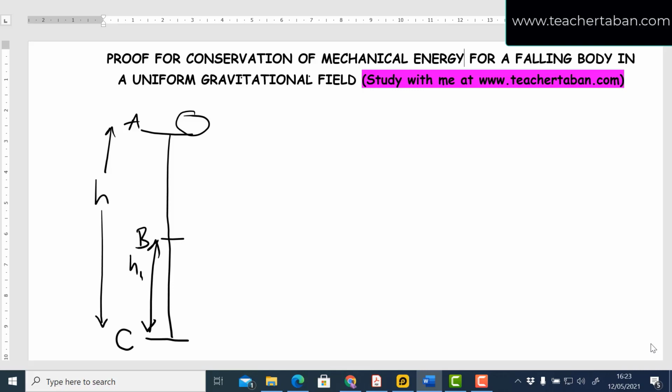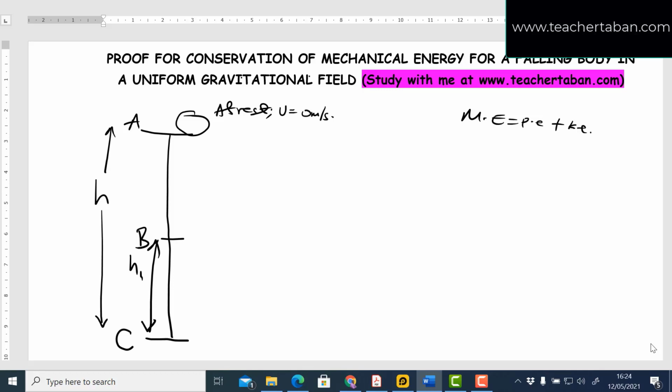So at this point A, assuming that the body is at rest, in other words the initial velocity u is equal to 0 meters per second. And since we are proving the principle of conservation of mechanical energy, where the mechanical energy is the sum of potential energy plus kinetic energy, we're going to get the expressions of potential energy and kinetic energy, and then add them together and see whether we get the same expression at all the 3 points A, B, and C.